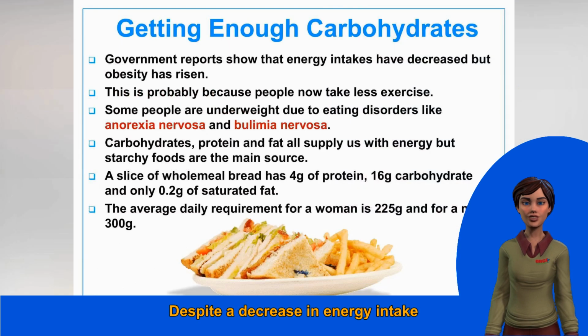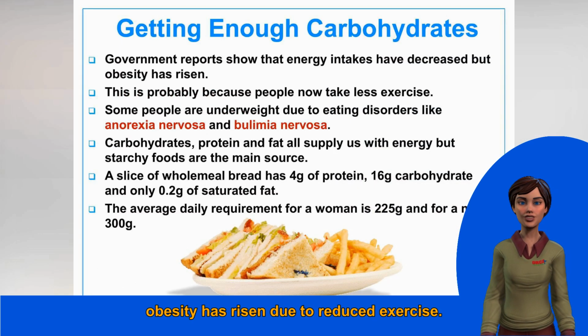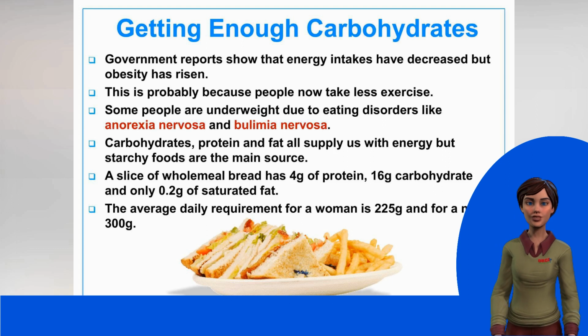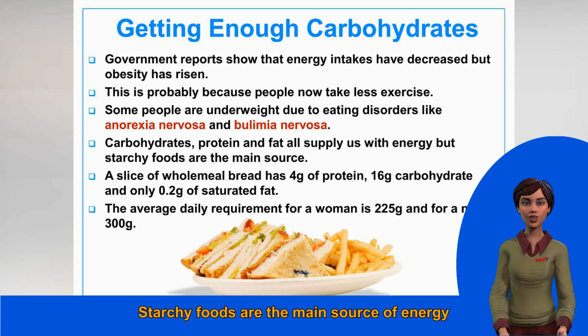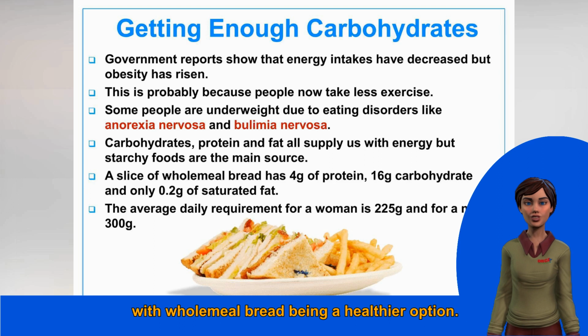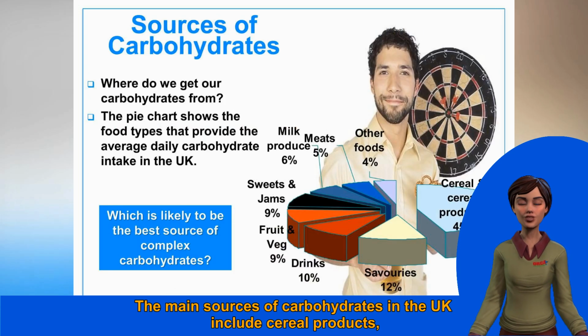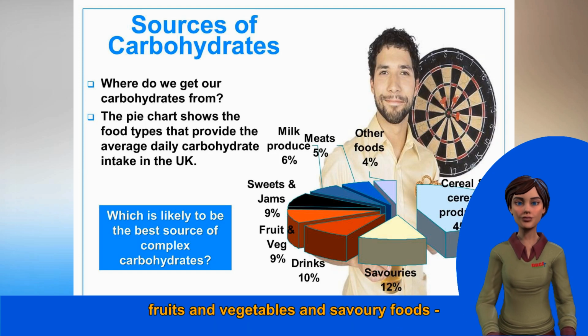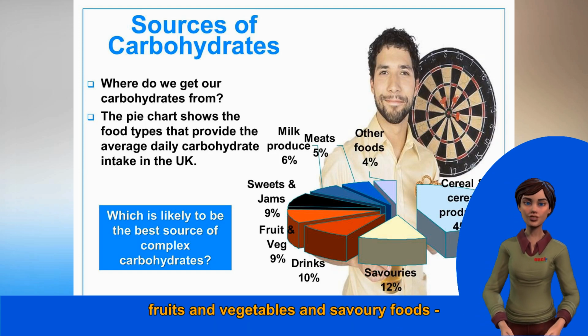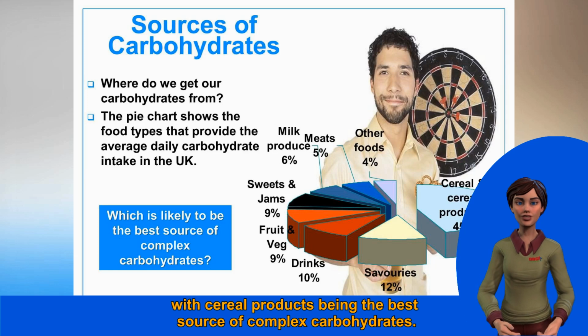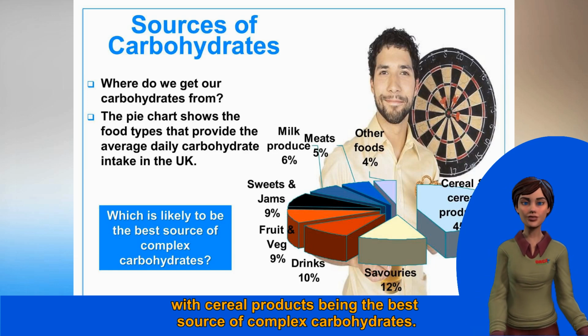Despite a decrease in energy intake, obesity has risen due to reduced exercise. Starchy foods are the main source of energy, with wholemeal bread being a healthier option. The main sources of carbohydrates in the UK include cereal products, fruits and vegetables, and savoury foods, with cereal products being the best source of complex carbohydrates.